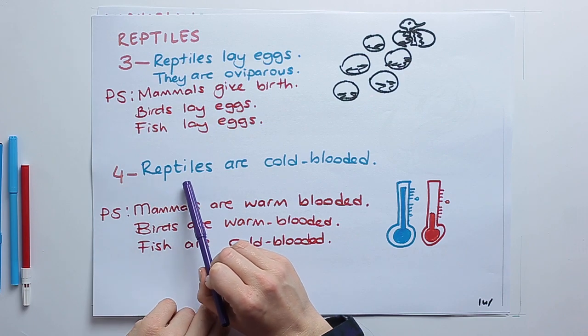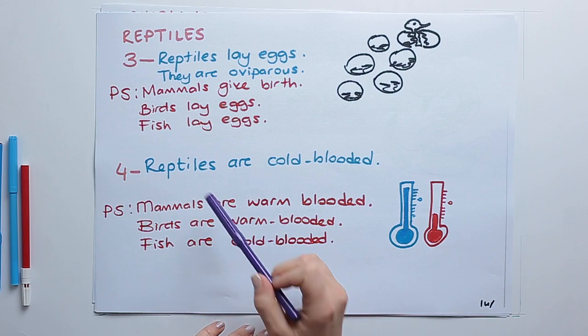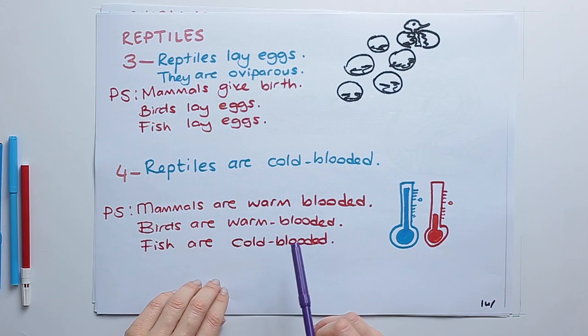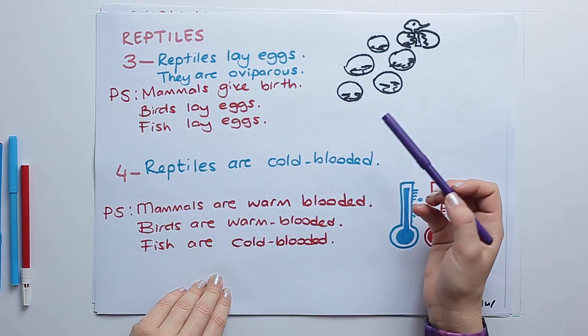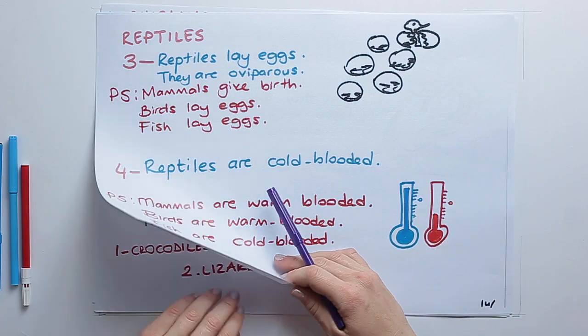Fourth one, reptiles are cold-blooded. If you remember, fish were cold-blooded too, while mammals and birds are warm-blooded animals. So, reptiles' body temperature changes according to their weather conditions.